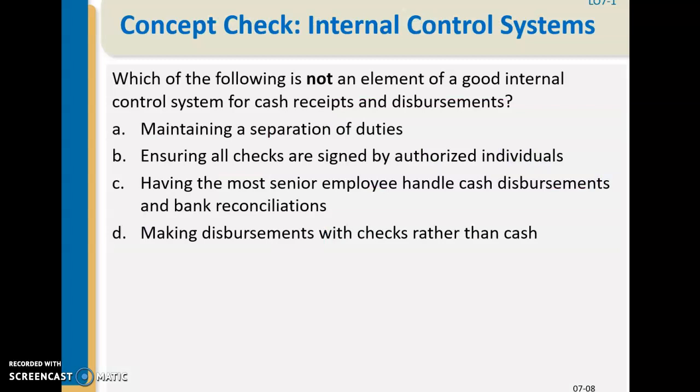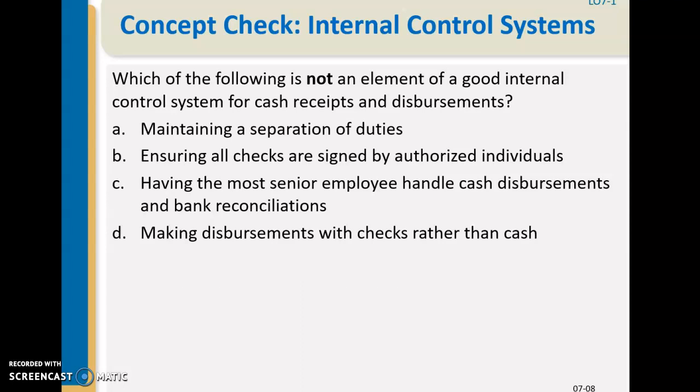Here's a question for you. Please pause this video and consider the following question. Which of the following is not an element of good internal control for cash receipts and disbursements? Is it maintaining separation of duties? Is that not a good control?